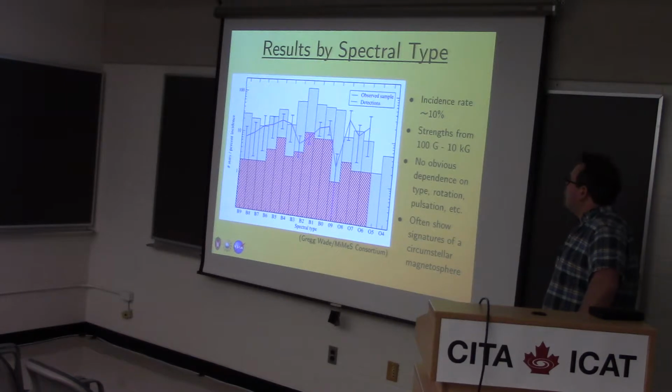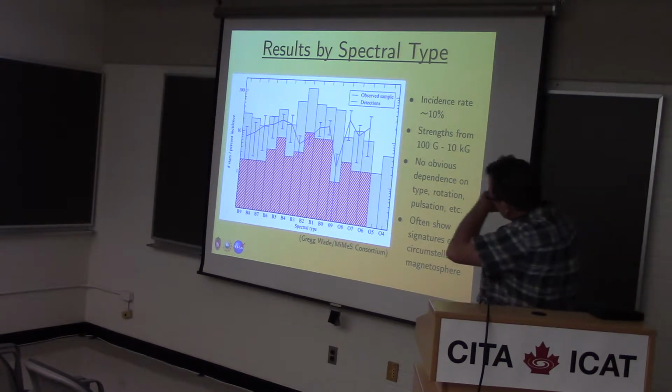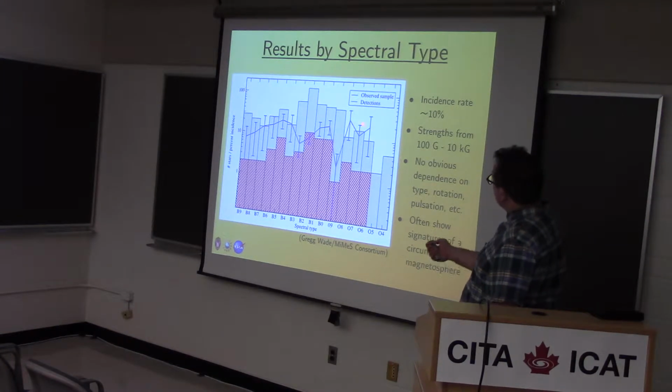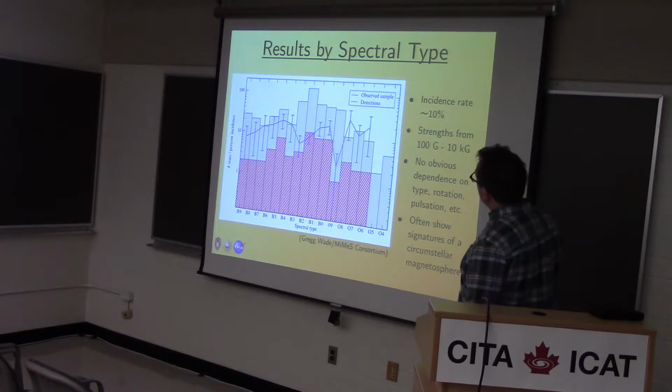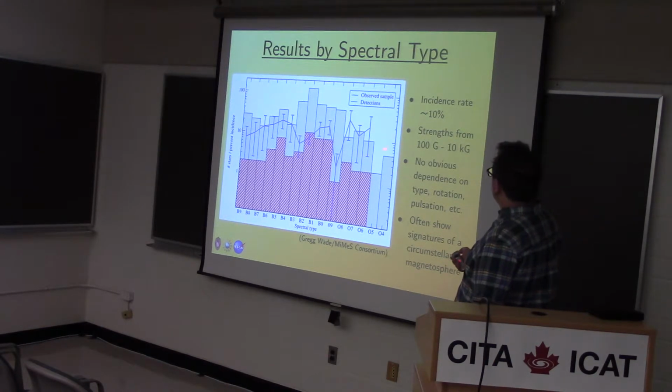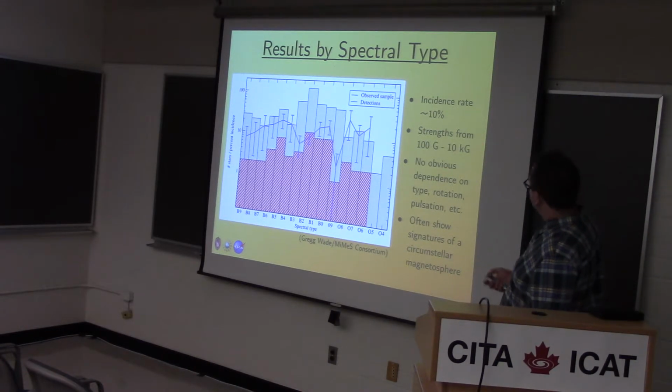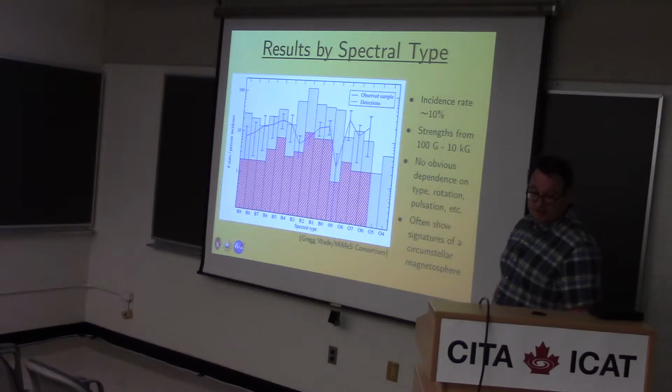So this is a breakdown of the distribution of magnetic stars as a function of spectral type. The gray histogram shows you the observed sample. The red histogram shows you the detections, and then the blue line shows the incidence fraction. And I think the scales are almost the same. The right scale is for the incidence fraction. So actually, no, they're both the same scale on both sides. About 10% of these stars are magnetic.